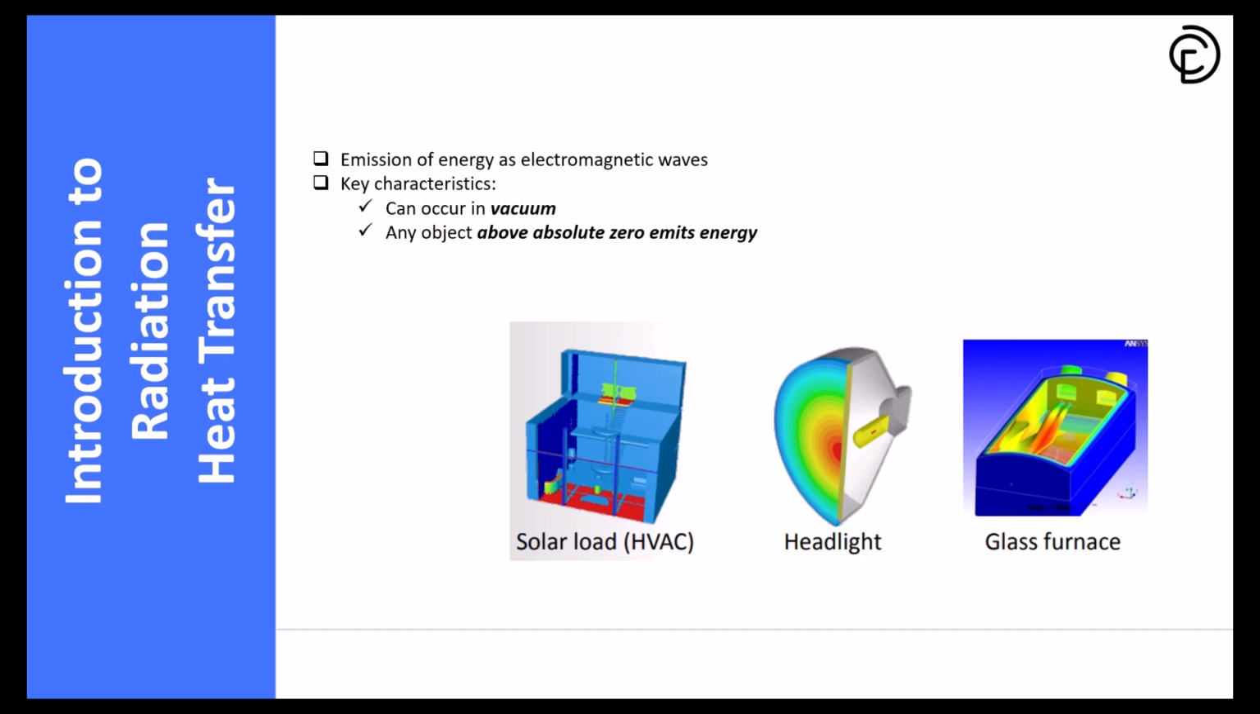Looking at the examples on your screen, you can see three practical applications where radiation is super important. We've got a solar load simulation for HVAC systems, a headlight analysis, and a glass furnace. These are perfect examples of where understanding radiation becomes crucial in engineering. Take the glass furnace, for instance. It operates at such a high temperature that radiation becomes the dominant mode of heat transfer.